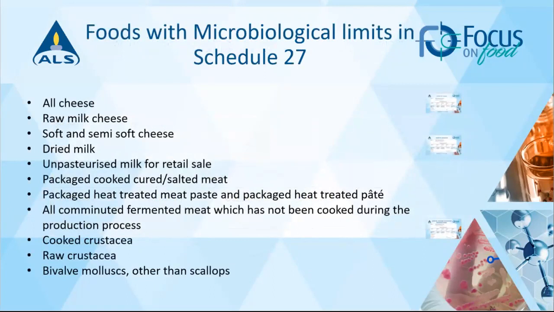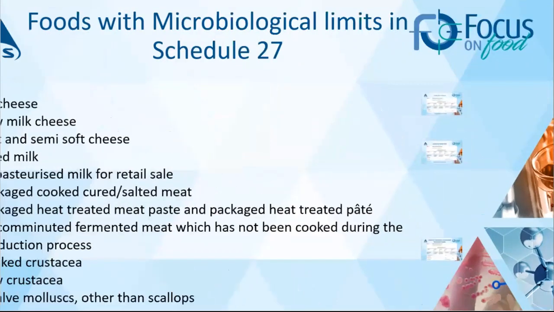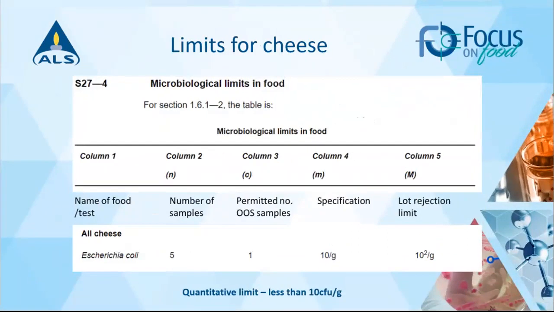So just to take a closer look at some of the criteria, for example, all cheese. For all types of cheese, the required test in the Food Standards Code is for E. coli. So at least 5 samples must be taken, one of which is permitted to be out of specification. The specification is 10 CFUs per gram. However, if any of the samples in the lot exceed 100 CFUs per gram, the lot of food is non-compliant.